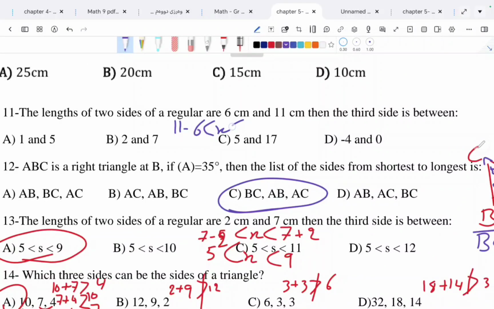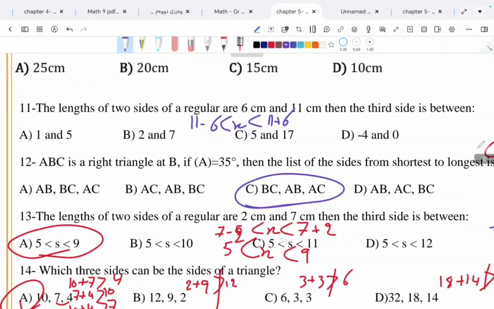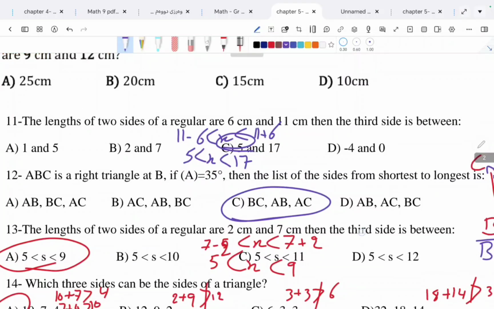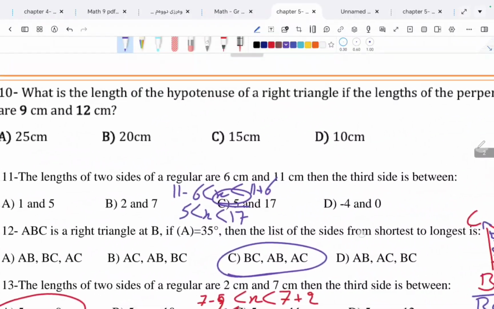Again, for this one, we have 6 and 11. Subtract them, 11 minus 6, and 11 plus 6. Okay? 11 minus 6 equals 5. 11 plus 6 equals 17. So C is correct.